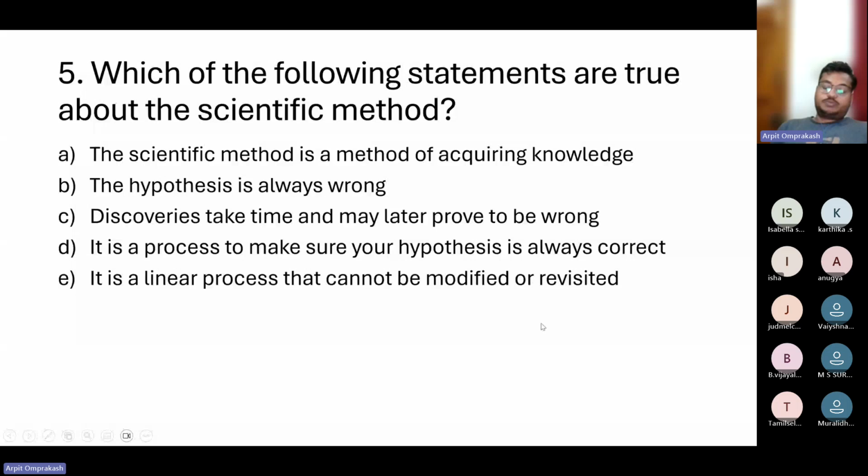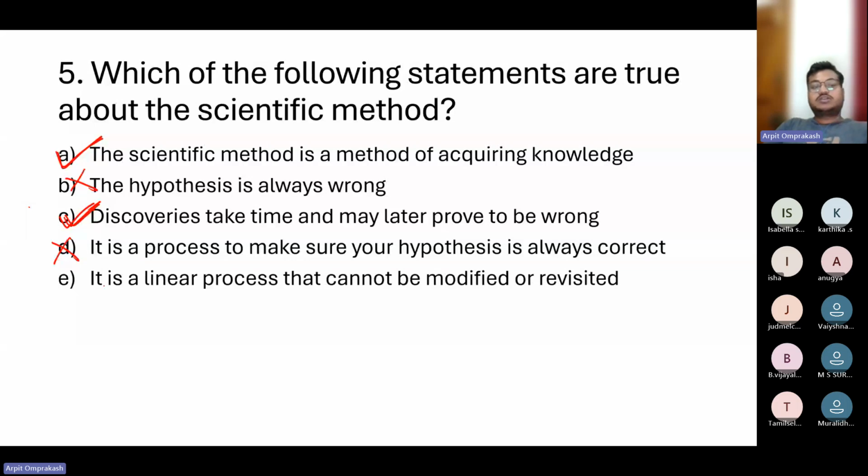Okay. So option A, the scientific method is a method of acquiring knowledge. That is true. It's a way of acquiring knowledge and seeing how the world around us works. The hypothesis is always wrong. That is false. Discoveries take time and may later prove to be wrong. That is true, as pointed out by Tamil Selvam. It is a process to make sure your hypothesis is always correct. That is also false. Our hypothesis should be something that is falsifiable, and if needed, based on our data, it should be proved wrong also. And the last option is it is a linear process that cannot be modified or revisited.